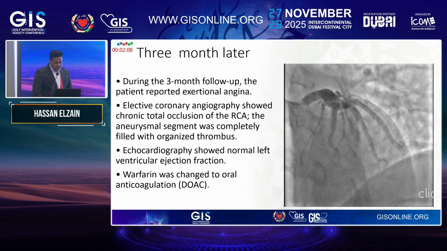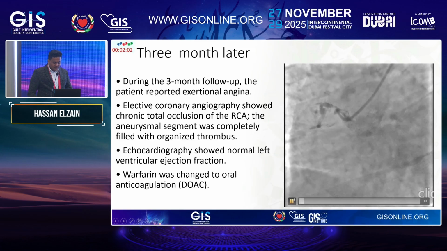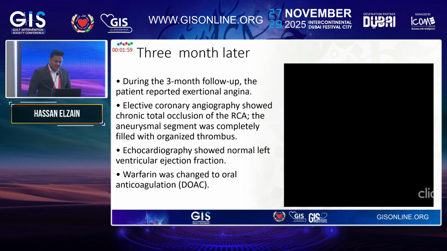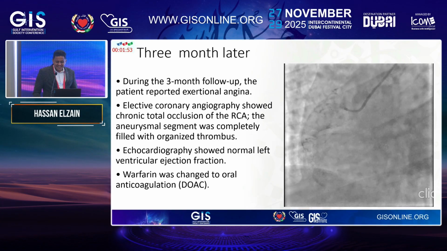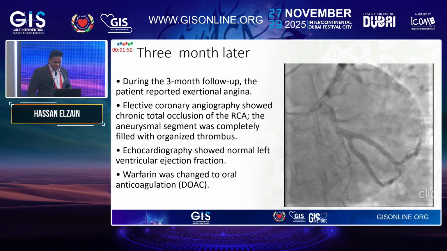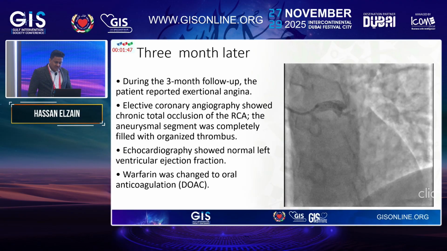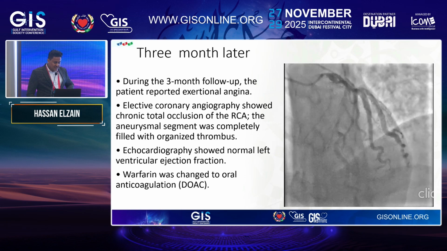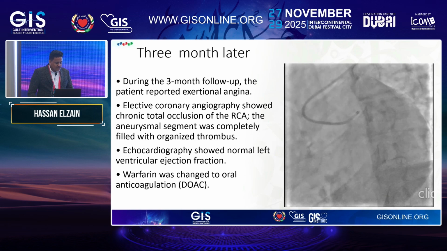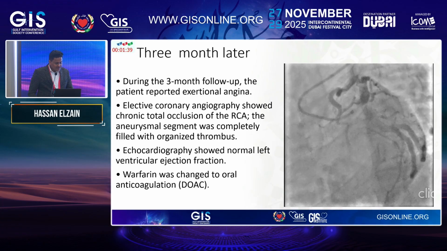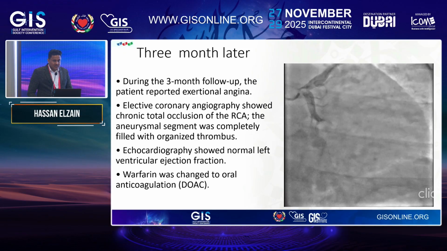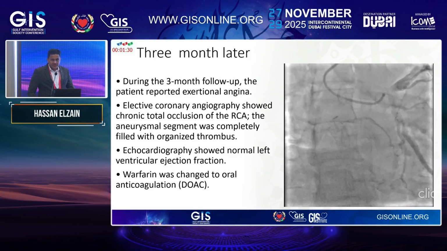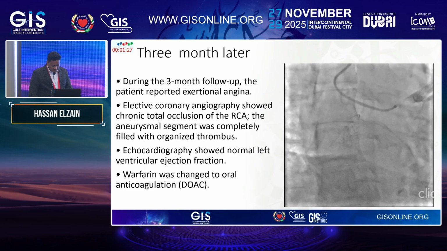He reported just anginal pain with exertion, and this is the angio after 3 months. The RCA is totally occluded with organized thrombus. There are no changes or abnormality in the left system, it is the same as the previous angio. So we did an echo again. Echo showed normal LV function, maybe because of collaterals. And we decided to change the warfarin to a DOAC. We chose rivaroxaban because of the compliance of the patient.